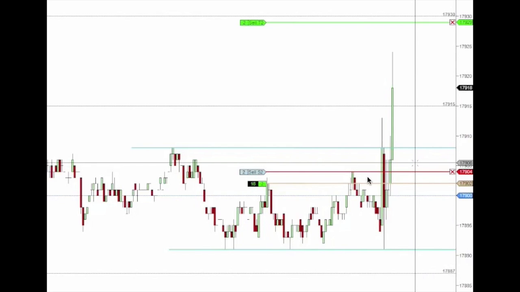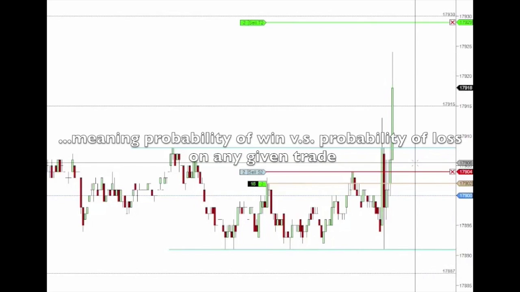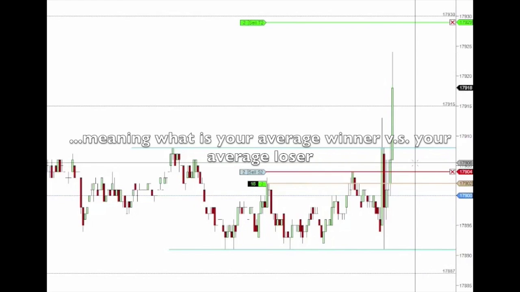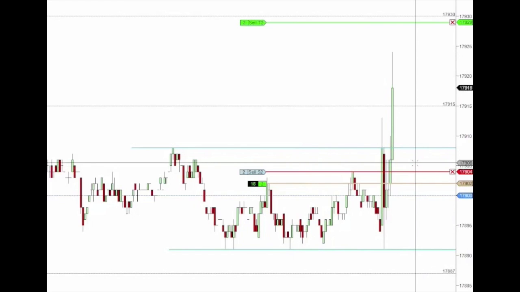Let me take a step back before I get ahead of myself. I said that there are three components. One is your strike rate, the percentage of times that you win versus the percentage of times that you lose. The other component is how much you're winning versus how much you're losing on average. Those two components will determine whether you have a winning strategy or a losing strategy.